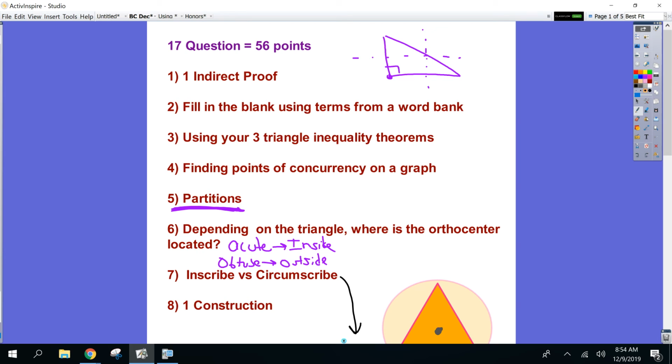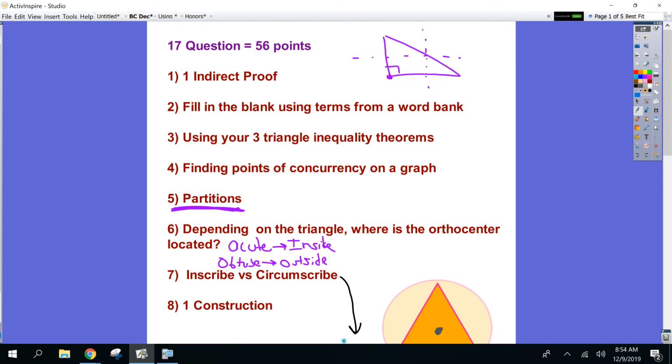Finding points of concurrency on the graph. That's what I'm talking about with number 3 from your quiz. Finding points of concurrency. Also, I asked for the circumcenter here. If I asked for the orthocenter as well, could you find that on this graph? That's what you're going to see tomorrow on the test.